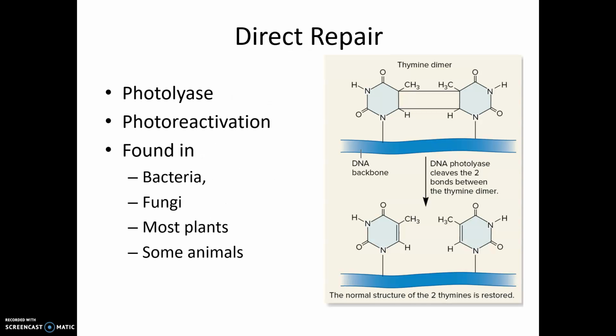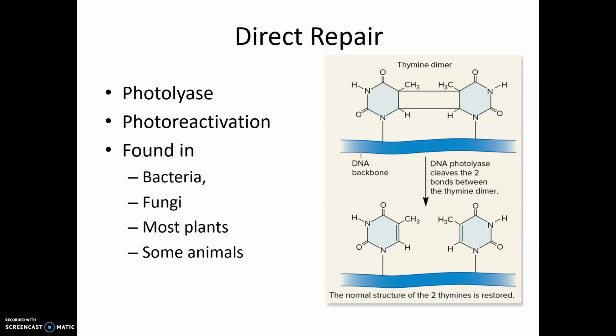So the first one we'll talk about is direct repair. This is just going in and reversing whatever's going on. So from the prior video, you've seen that UV light can cause these thymine dimers to form. Well, this photolyase comes in and just cuts those bonds between the thymine dimer. Now the thymine is able to bond again to adenine, okay? And this is called photoreactivation, and it requires light, okay? And this is found in bacteria, fungi, most plants, and some animals.